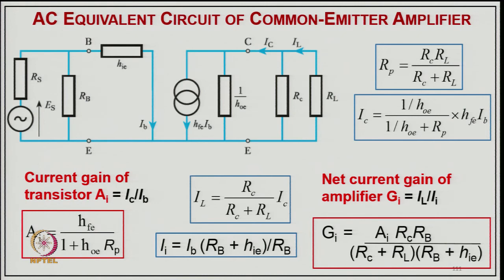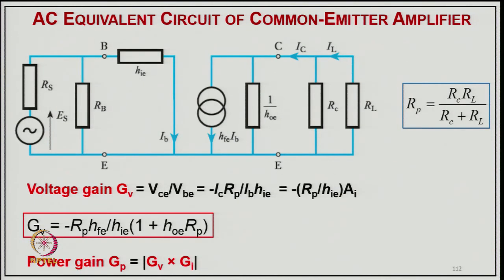So, that will be the net collector current coming here, and the current gain of the transistor, IC upon IB, will be equal to HFE divided by 1 plus HOE into RP. The load current IL will be equal to RC upon RC plus RL into IC, because it is divided in this divider circuit. And II will be IB into RB plus HIE divided by RB, corresponding to this circuit. Now the net current gain GI will be IL upon II, that is GI equal to AI RC RB divided by RC plus RL into RB plus HIE. That is the net current gain coming out here.